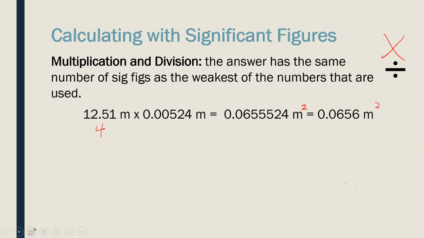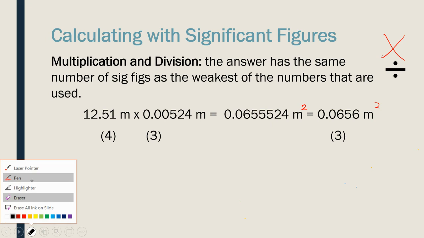Actually, I don't even need to do that, because this number has 3. So the answer can't have more than the weakest link. And the weakest link in this case is this 0.00524, because that had 3. So we have to round this answer to 3 places, and 3 places is 0.065. And then we're going to turn that into a 6 when we round.